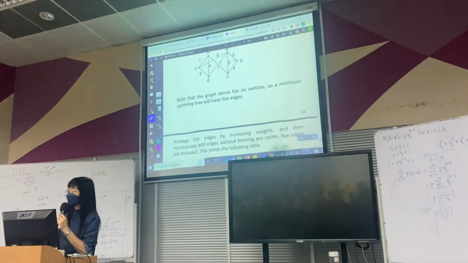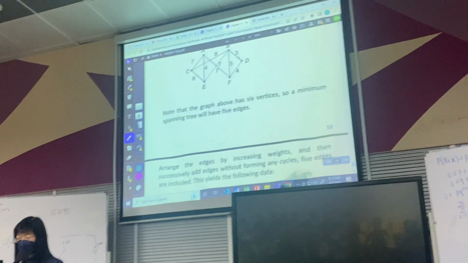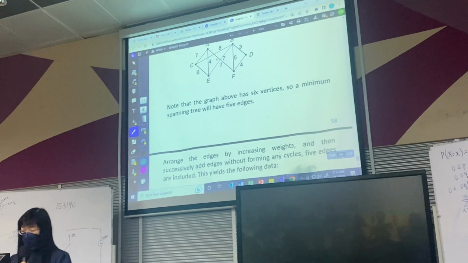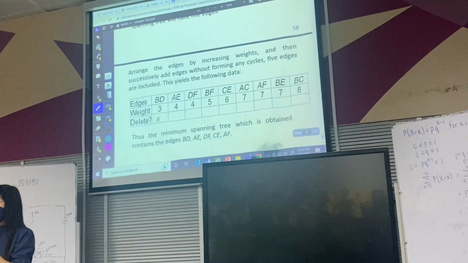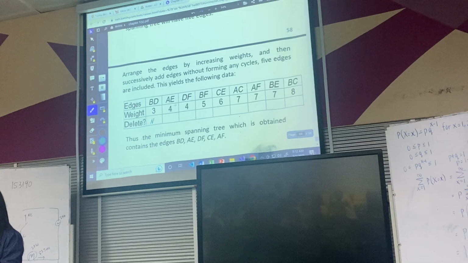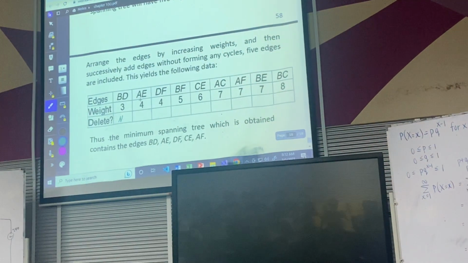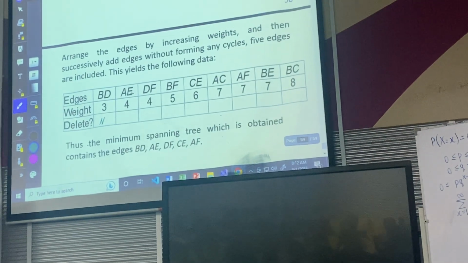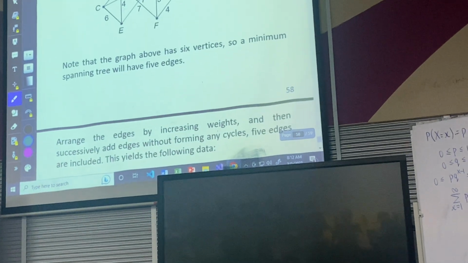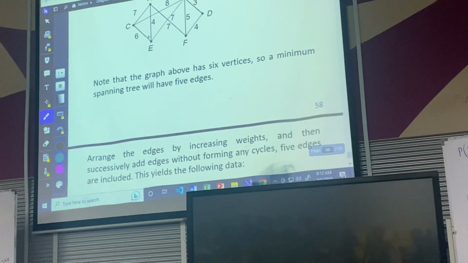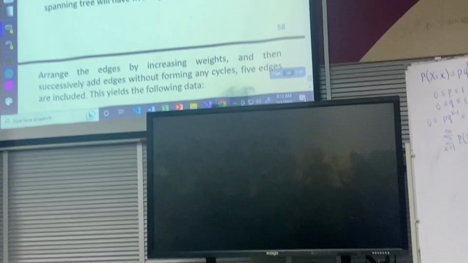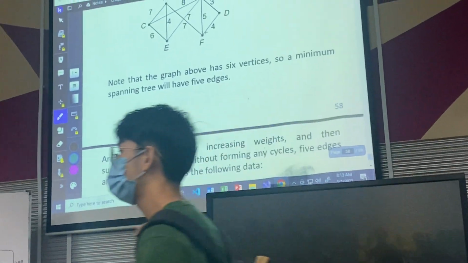We have here already, which is BD. Then the second one, if you put AE first, then you can decide whether you want to include AE in your graph or not. So AE is here. Okay, we can choose this also. After the BD, we can choose AE. And after the AE, we can choose the DF also.